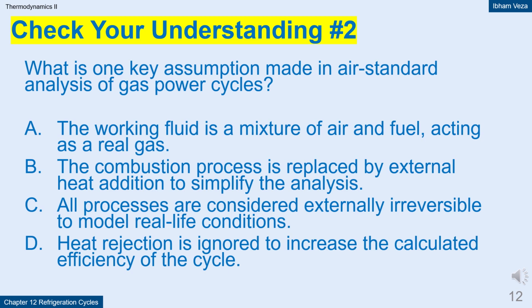C. All processes are considered externally irreversible to model real-life conditions. Incorrect, because air standard analysis assumes all processes are internally reversible to simplify calculations. D. Heat rejection is ignored to increase the calculated efficiency of the cycle. Incorrect, because heat rejection is considered as part of the cycle to return the working fluid to its initial state. Ignoring it would misrepresent the cycle.